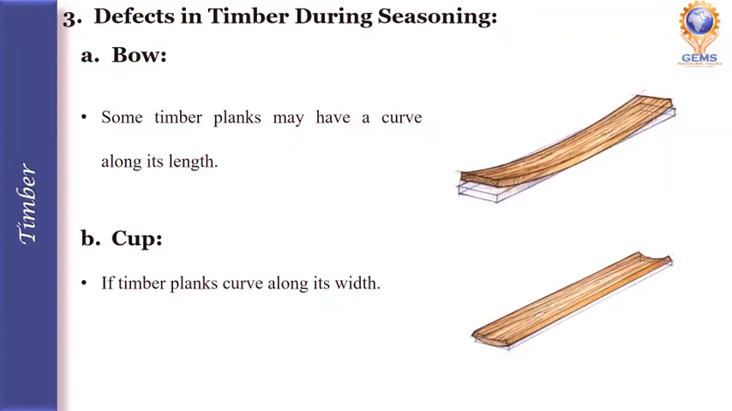When converted timber is stored for a longer time, what will happen? Some timber planks may have a curve along their length. As seen in the diagram, along the length it is curved. It should be straight, but it is curved. This type of defect is called a bow defect. The second defect is the cup defect. It is the same as a bow, but it curves along its width. See here in the diagram, it is curved along the width.